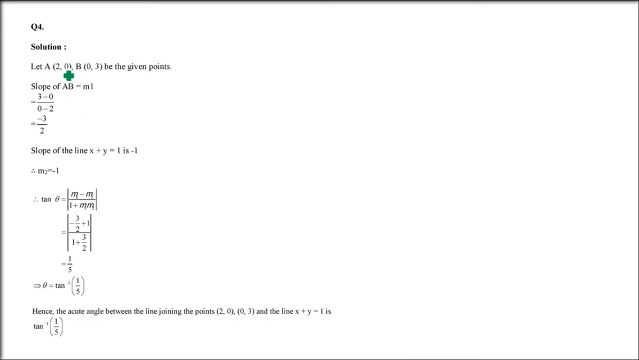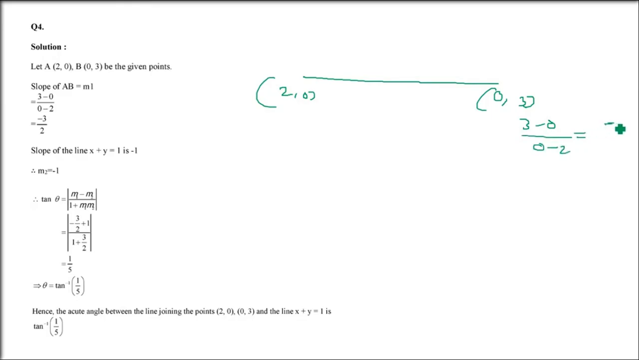So it is straightforward. We have one slope and the other slope also. So let me just make it. There's a line, the endpoints are (2, 0) and (0, 3). And the slope is 3 minus 0 by 0 minus 2, which is minus 3 by 2.